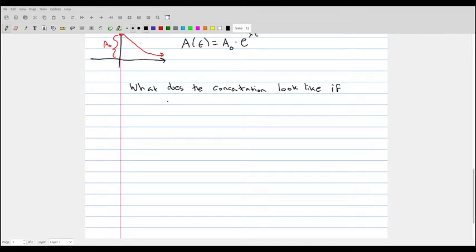if the half-life of decay is 5 hours, and you administer 100 milligrams of the drug during every one of these periods, so after every 5 hours.